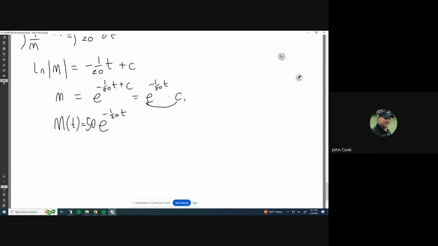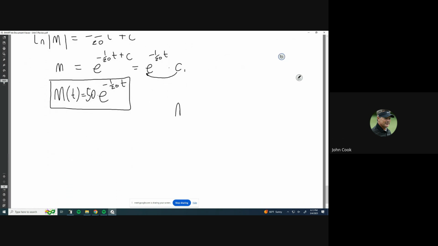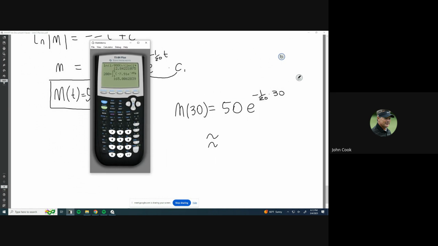All right, so now I've got a model. So here's my model for the mass. And how much will be there after 30 years? So it looks like t is going to be in terms of years. So that means just plug in 30. So the mass after 30 years is going to be equal to 50 times e to the negative 1 over 20 times 30. And then it's going to be some decimal. Let's see what it's going to be using our calculator here. 50 e to the power of negative 1 over 20 times 30.